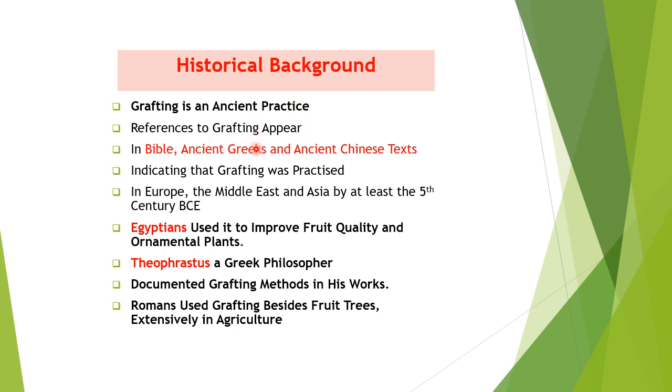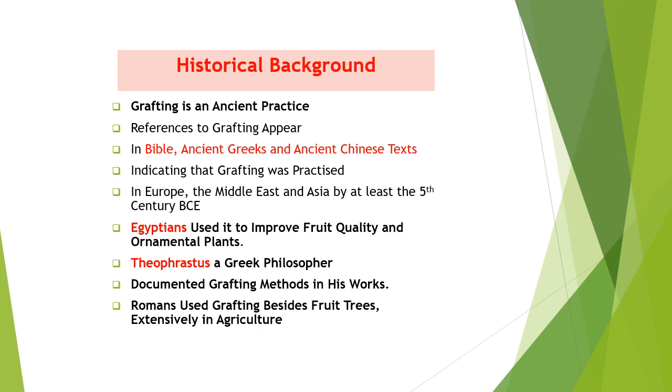We find its references in the Bible, ancient Greek and ancient Chinese texts, indicating that grafting was practiced in Europe, the Middle East, and Asia by at least the 5th century BCE. You will see it in Egyptian literature. Egyptians used it to improve fruit quality and ornamental plants. And Theophrastus, a Greek philosopher, documented grafting methods in his works. Romans used grafting extensively in agriculture, beside fruit trees.